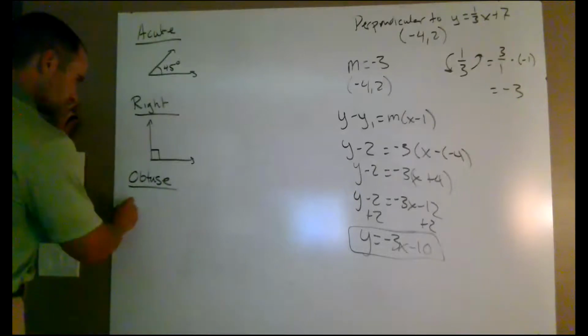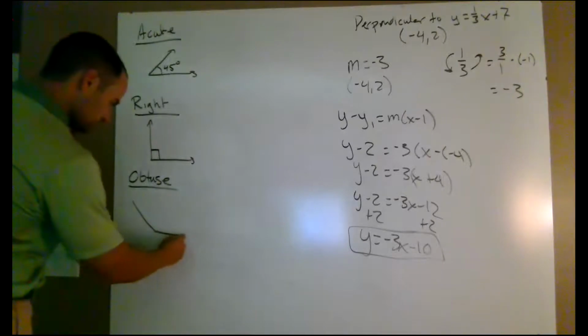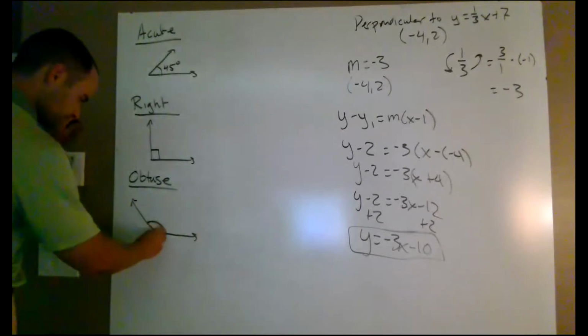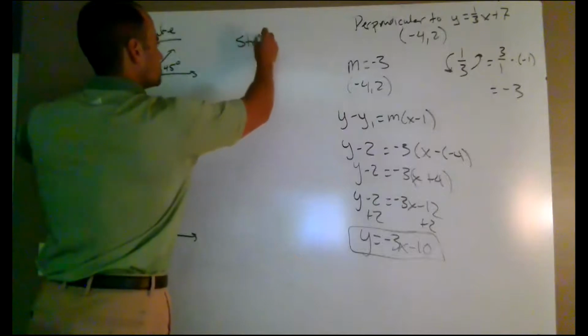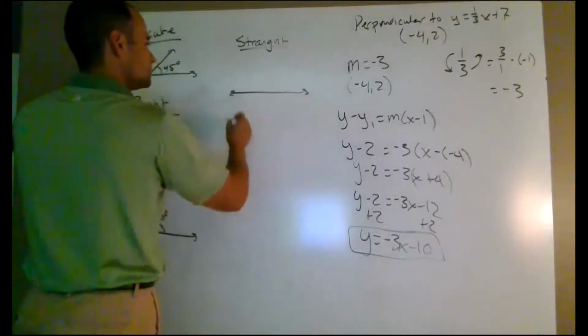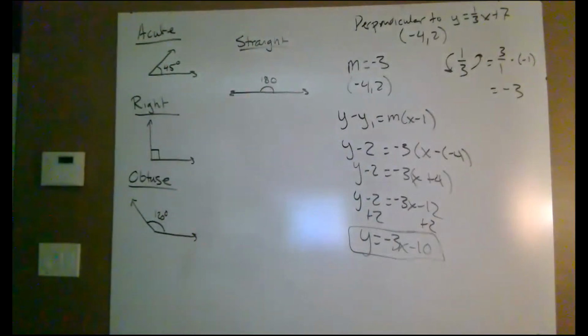Obtuse, it has to be larger than 90. So it'll look something like this. Maybe 120. And then the last one was a straight angle. And a straight angle is just a straight horizontal line, measures 180 degrees. So let's make sure we know those well.